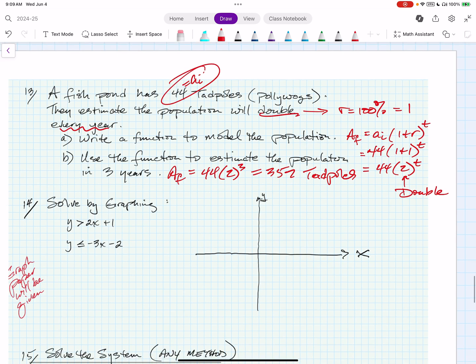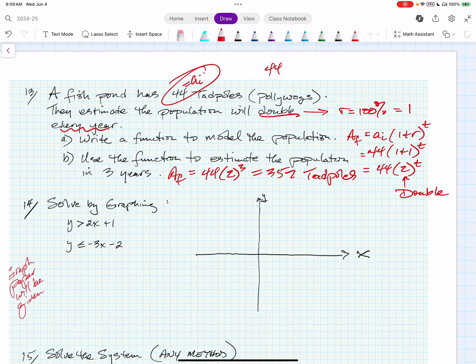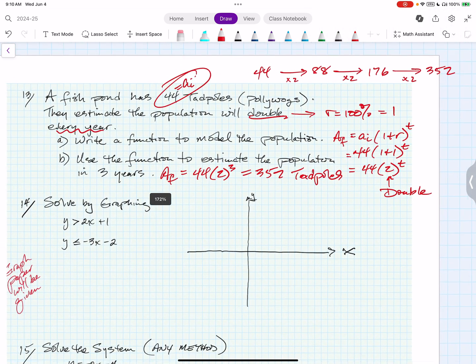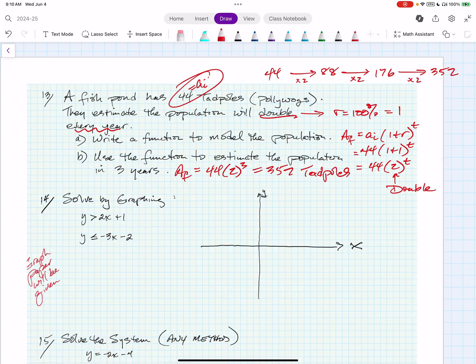And if you want to figure it out the intuitive way, okay, you start off with 44. 1 year goes by, you double it, which means you times it by 2, so you have 88. Another year goes by, you double it, so you times 2. Just watch how we go. 44 times 2 is 88. And then you go times 2, which is 176. All right, another year goes by, it doubles, so times 2 again. Times 2, guess what? You're at 352. So you could use the function, or you can just think about it.